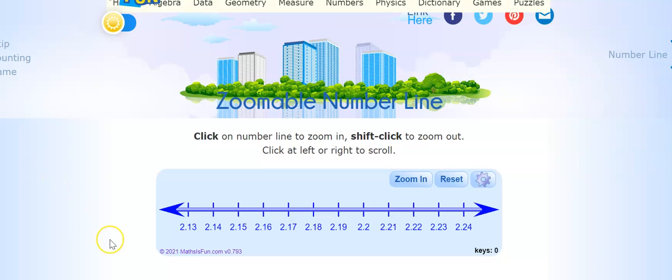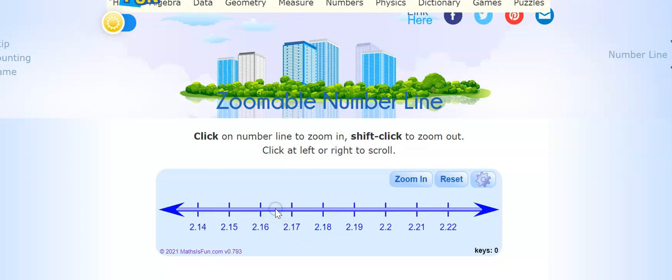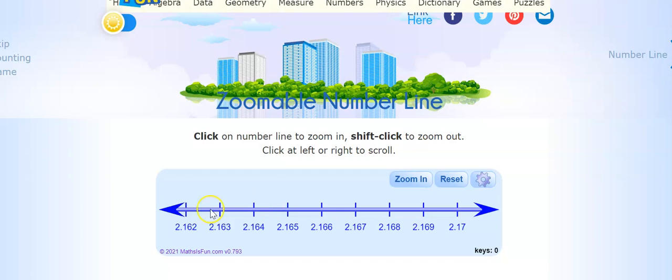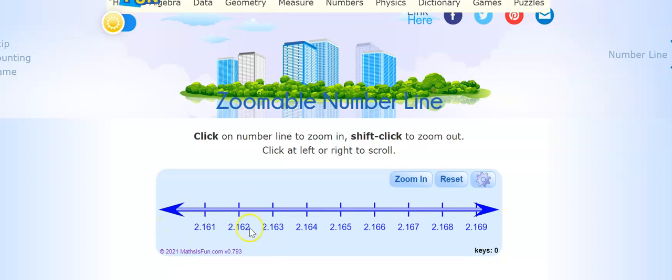Now let's take another zoom into our number line. Let's go between 2 and 16 hundredths and 2 and 17 hundredths. Starting to get my tick marks. What are you noticing? Yes, this time it is showing thousandths. So can we read these numbers?